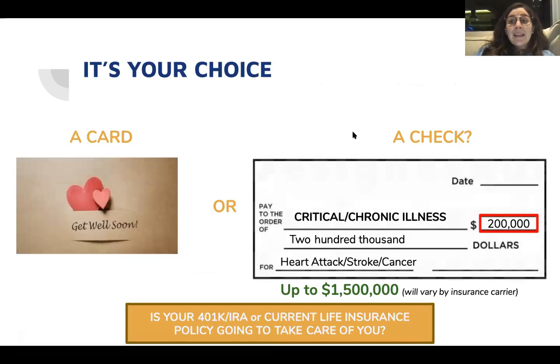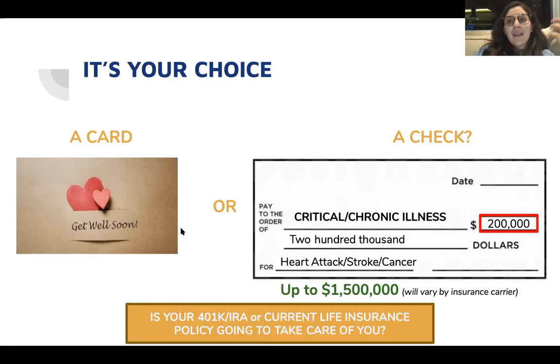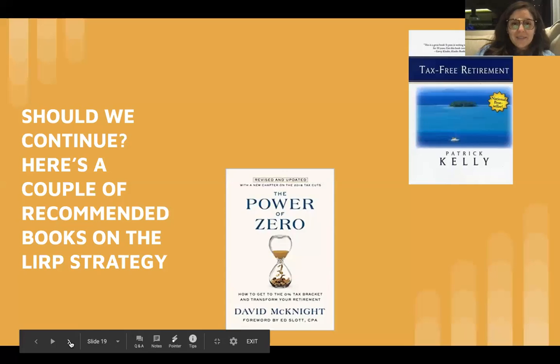Okay. It's putting you in a scenario where either you get a check for a critical illness or chronic illness rider for $200,000 for a heart attack or stroke, or you get a card that says get well soon. It's just putting it in perspective, no?